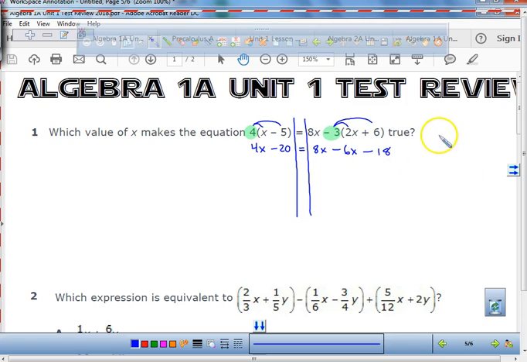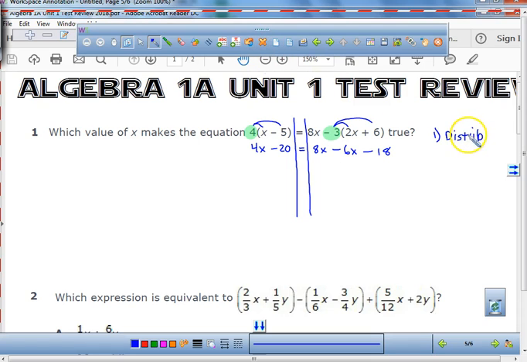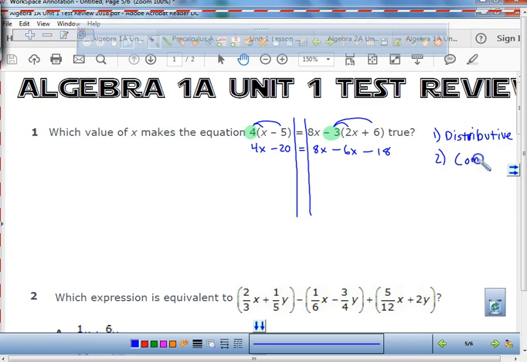Excellent. So what was step number 1? What property did we use, everybody? That's right. We used the distributive property. Just pretend like I wrote a beautiful R. Distributive. There we go. Use distributive property. Now, step number 2, everybody, we're going to write combine. Combine like terms.